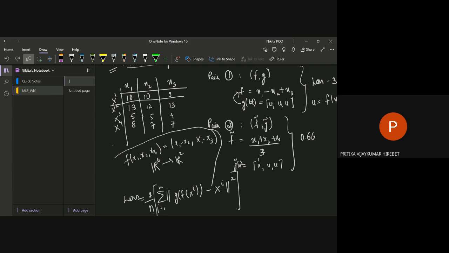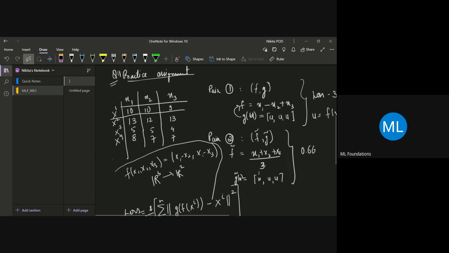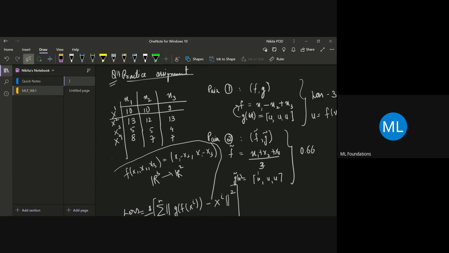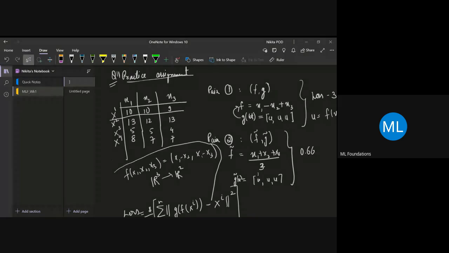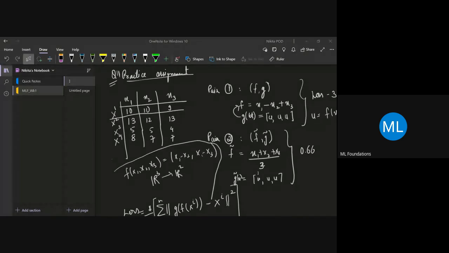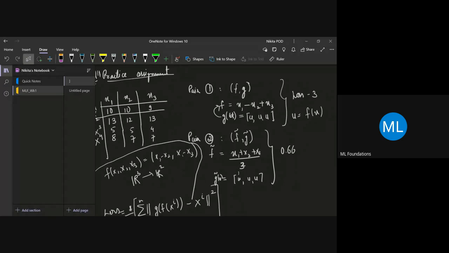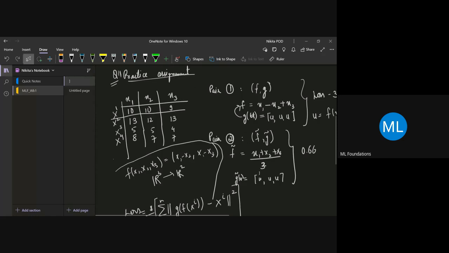Can we move to density estimation? Yes, we can. I will stop here. You can check, the process is very straightforward. You just have to calculate the loss and check which one is better, so you can do it on your own. Again, the answer I have written here: the loss should be 3 for pair 1, and for pair 2 it should be 0.66. So we can calculate and cross verify.